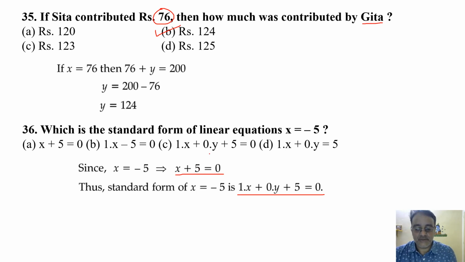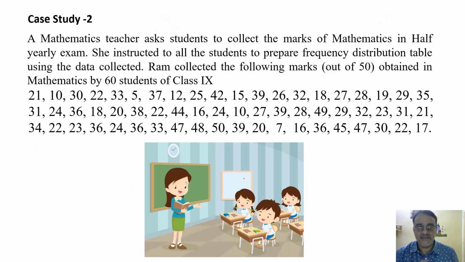So which option is the correct one? Option C. Option C, right. So now we are moving toward the next case study question. A mathematics teacher asks students to collect the marks of mathematics in the half-yearly exam. She instructed all the students to prepare a frequency distribution table using the data collected. Ram collected the following marks out of 50 obtained in mathematics by 60 students. Total frequency is given.